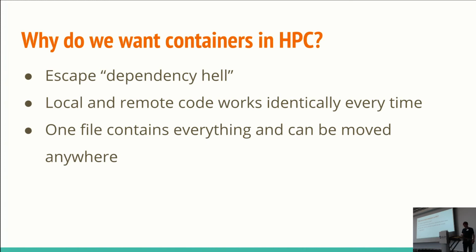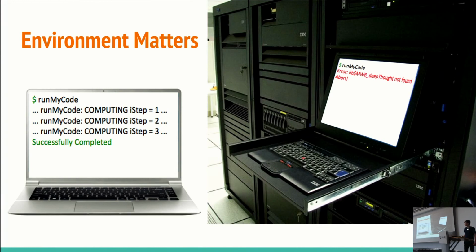So here is a graphic that I'm sure some of us are familiar with. You run code on your local machine here. It works. You run code not on your local machine, but on your high-performance computer, in the cloud, whatever, and all of a sudden it's not working.